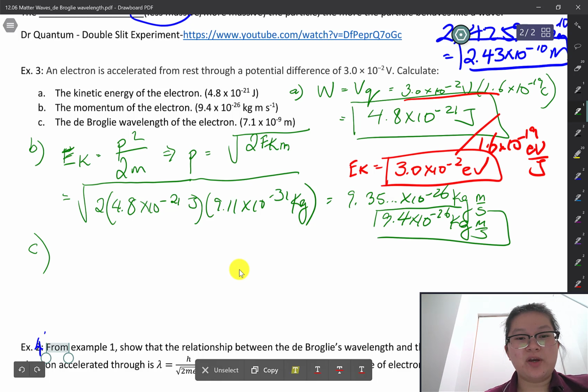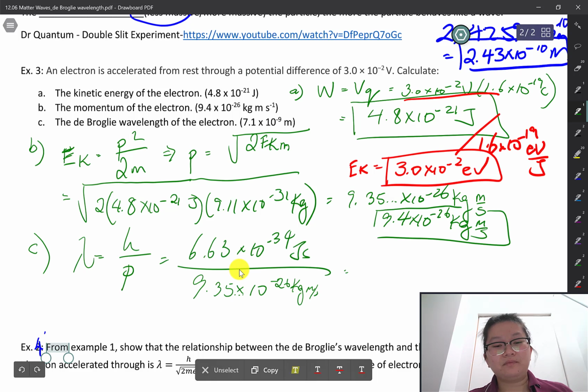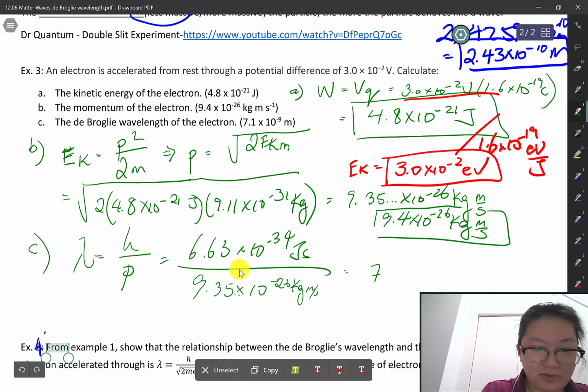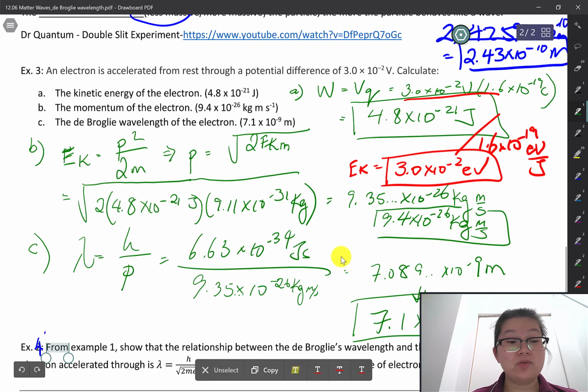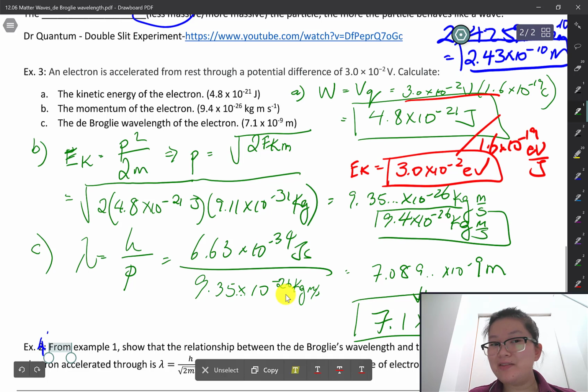Last but not least, find the de Broglie wavelength of the electron, in which now we have the momentum. We can just go ahead and calculate this out. Using the non-rounded value from the previous question, we get 7.089... times 10 to the power of negative 9 meters. And here we go, rounding this to 2 significant figures. This is not very complicated, although given this question, notice that A, B, and C kind of led you to the de Broglie wavelength. But this could appear as a single question in which you need to know all the steps in between to get you to the final de Broglie wavelength.